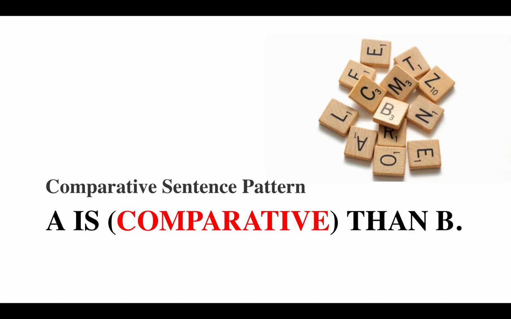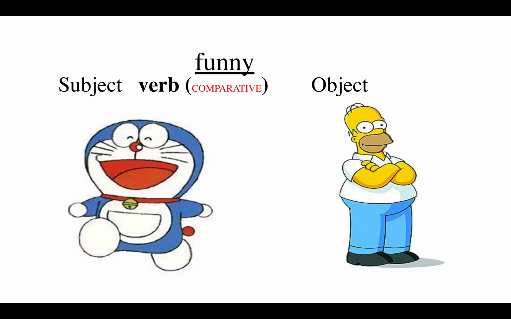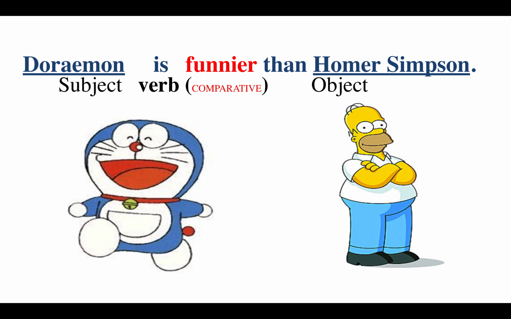Okay. So, now talking about how to make a comparative sentence, the comparative sentence pattern: A is comparative than B. So, for example, we have my adjective, funny. Funny, 2 syllables long. To make the comparative sentence, we need a subject, a verb, the comparative, and the object. So funnier. So Doraemon is funnier than Homer Simpson. My subject, Doraemon, my verb, the be verb is, my comparative, funnier than, and my object, Homer Simpson.